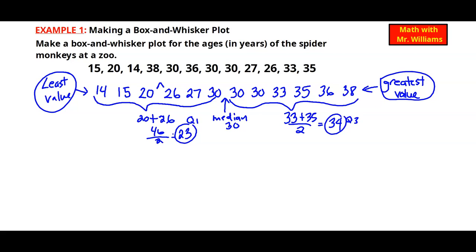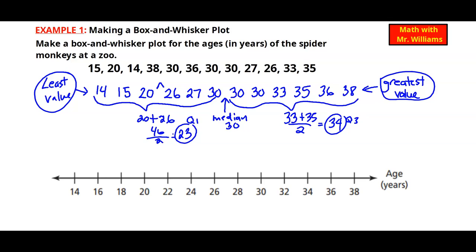All right, now let's go ahead and draw a number line that includes the least and greatest values. Since the numbers are all over the place and we don't want to have a lot of space, what I'm going to do is go by 2s. Okay, now we have a number line. Now I'm going to go ahead and place our 5-number summary: basically our least value, our greatest value, our median, the quartile 1, and quartile 3 numbers.